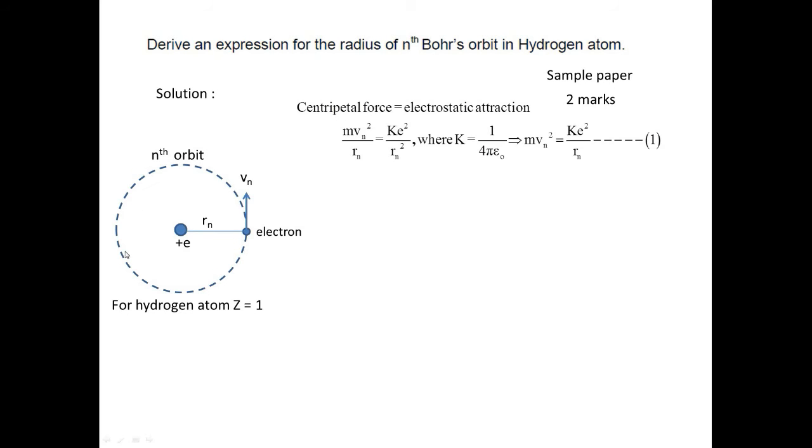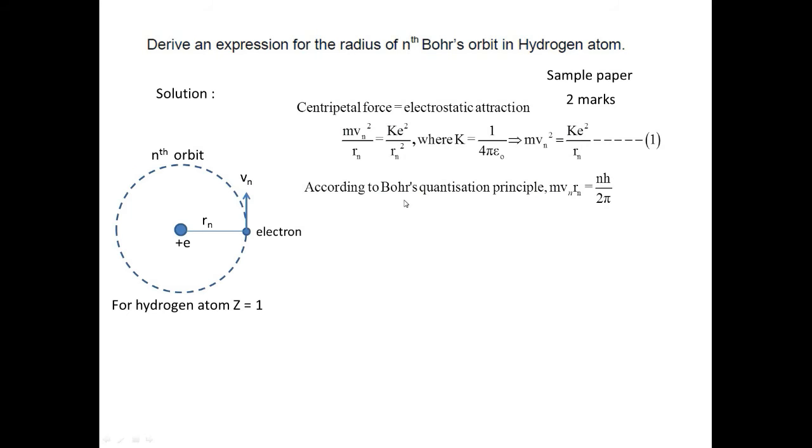See, when the electron goes around this nucleus, there should be centripetal force. Without the centripetal force, circular motion is not possible. Here the centripetal force is equal to the force of attraction between this electron and this proton. So centripetal force is m v_n squared by r_n. The electrostatic force of attraction between them is k q1 q2 by r squared, that is k e squared by r_n squared. Here k is 1 by 4 pi epsilon naught. You can cancel out one r_n, so you will get m v_n squared equal to k e squared by r_n. Call this equation number 1.